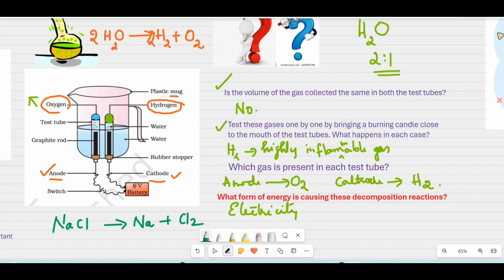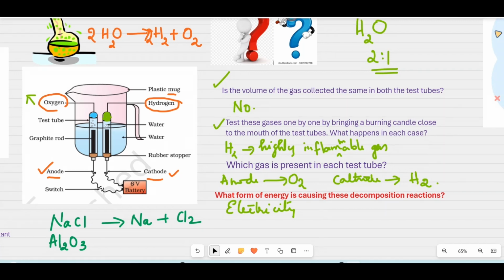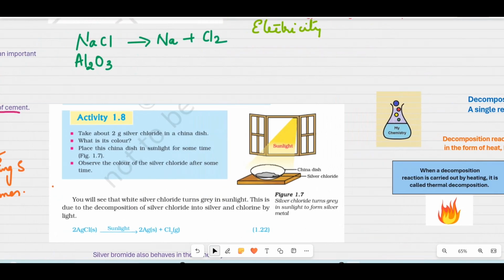Similarly, aluminum oxide can undergo this electrolytic decomposition: Al2O3 gives aluminum and oxygen. Potassium chloride also can undergo this kind of decomposition. So these are all electrolytic decompositions because electricity is used for the decomposition. So this is the second type of decomposition reaction. Now we may move on to the next type of decomposition reaction.